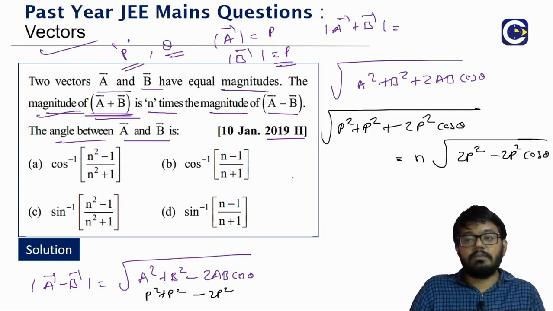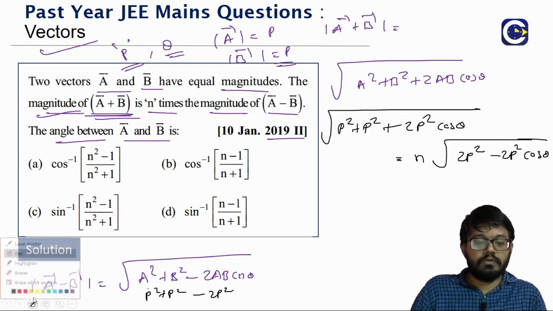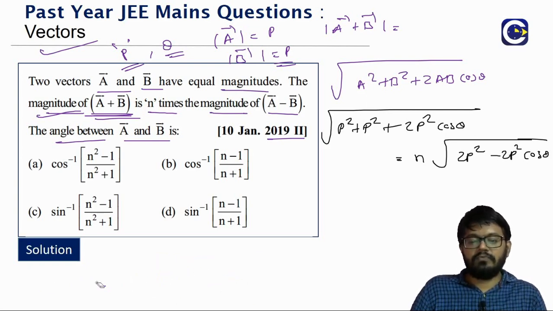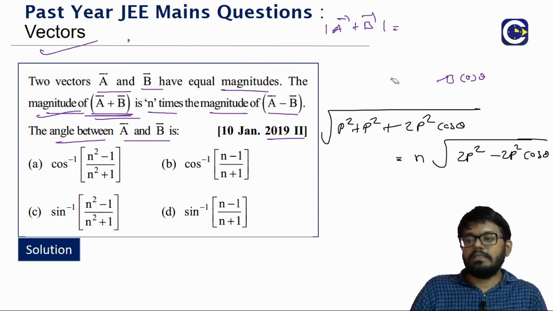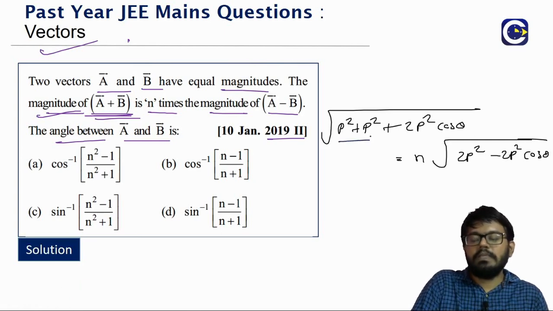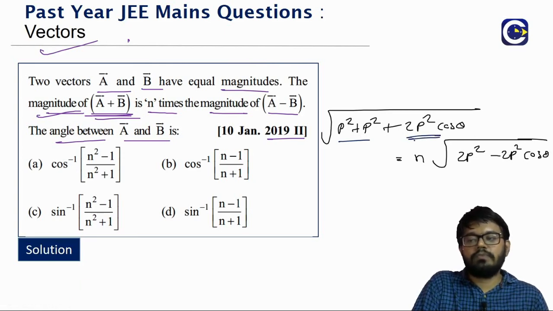So from here, what are we supposed to get? We are supposed to get the value of theta. What is our task here? We have to find the value of theta, right? So let us see how we get the value of theta. We have the equation. Left side of the equation, inside the square root, P square plus P square is 2P square. So left side is root of 2P square plus 2P square cos theta. Right side is n into root of 2P square minus 2P square cos theta.